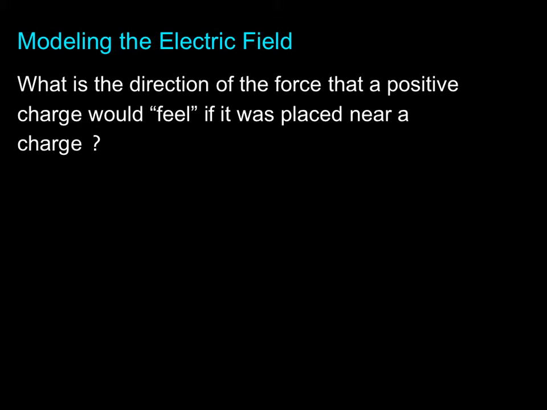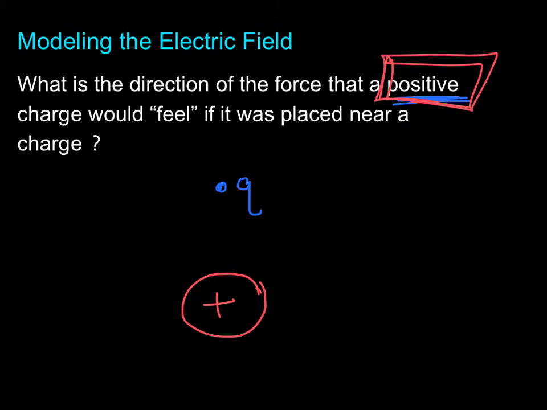So let's say we have some charge right here, and we don't know what it is. If we put a charge Q right here, and we assume that Q is positive, the direction of the electric field is the direction a positive charge would go. This is very important. Which way would a positive charge go here? All right, yeah, it would go away from it.